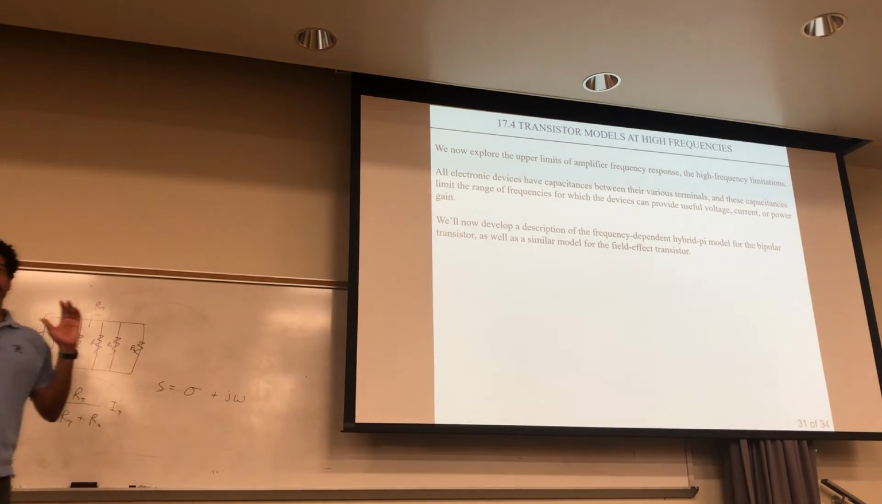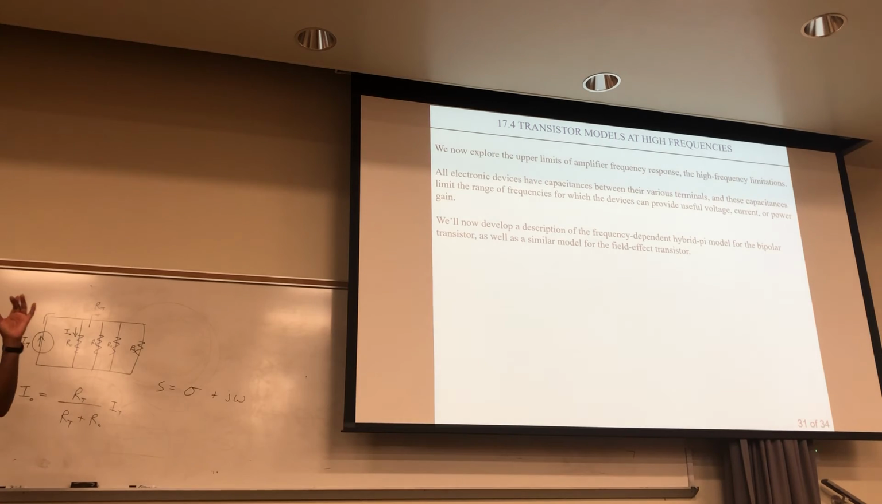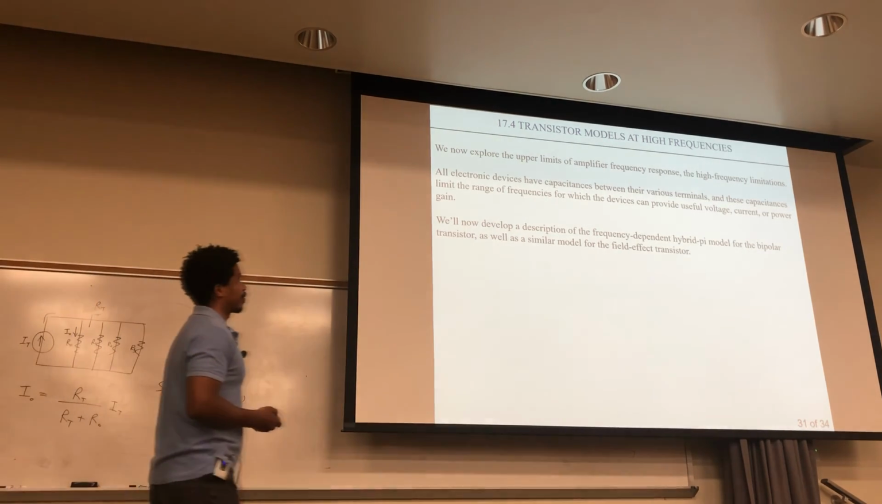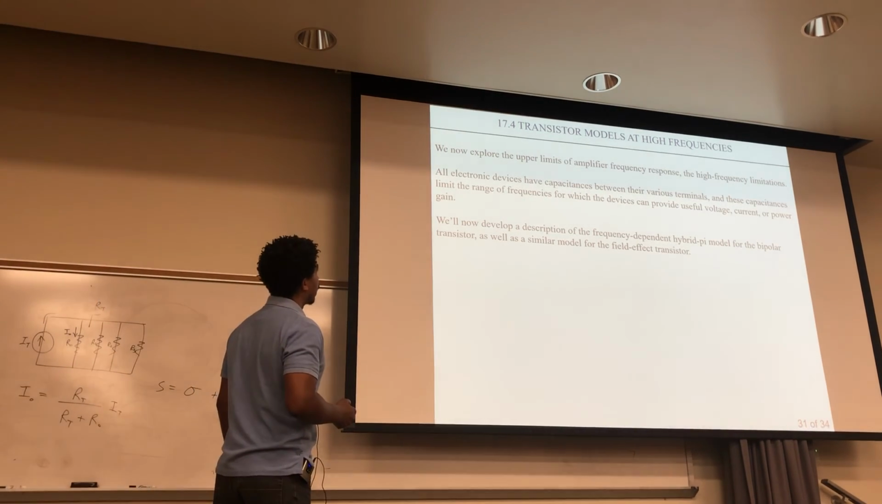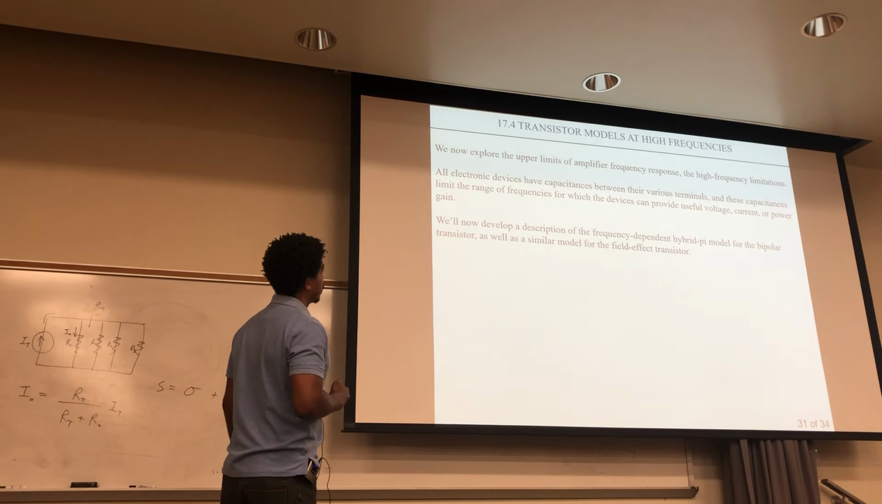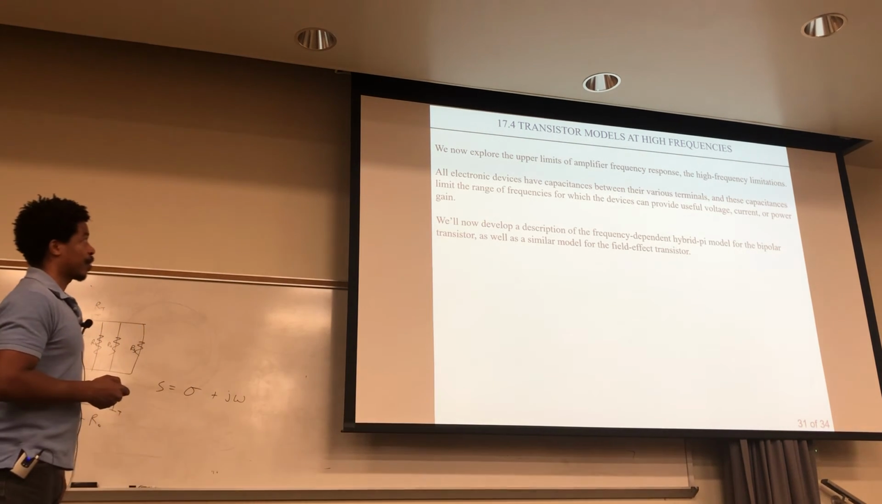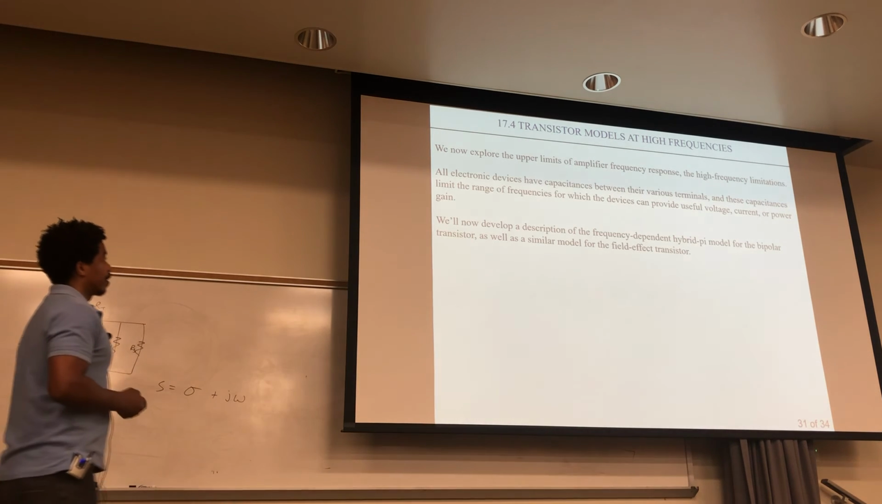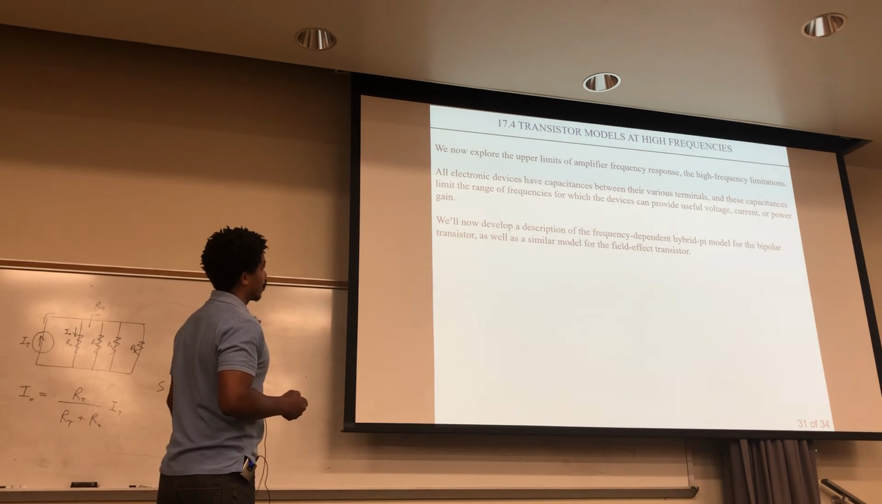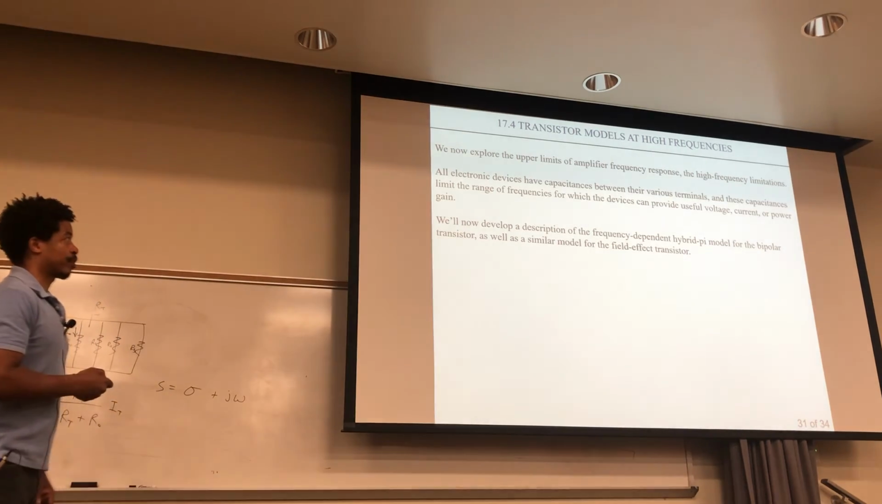So basically what they're trying to say is that even if you don't have an explicit capacitor there, there's going to be some kind of capacitance just by the nature of the structure itself. And these capacitances limit the range of frequencies for which the devices can provide useful voltage, current, or power gain. So we'll now develop a description of the frequency-dependent hybrid pi model for the bipolar transistor, as well as a similar model for the field effect transistor. But we'll just do this one right here for now.